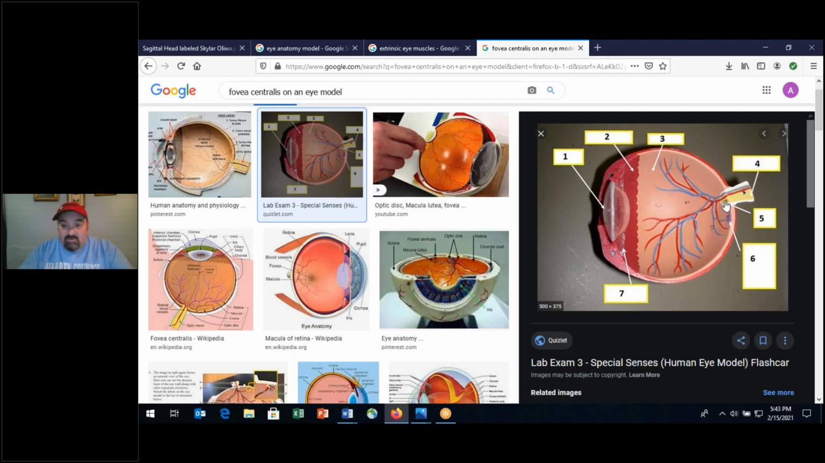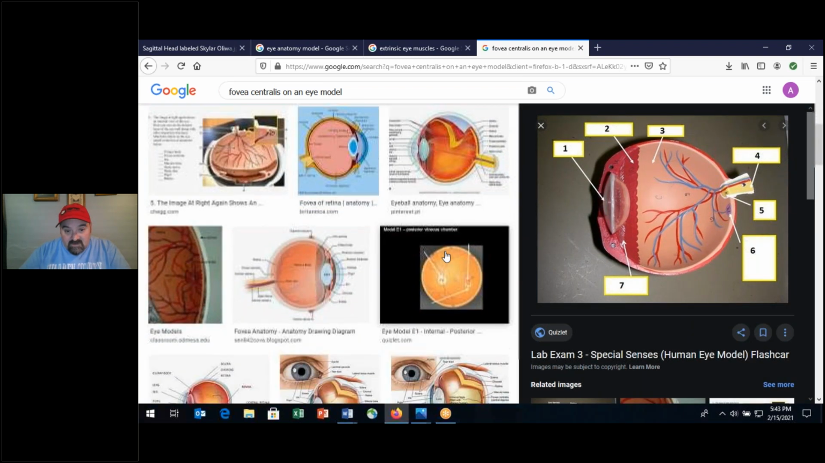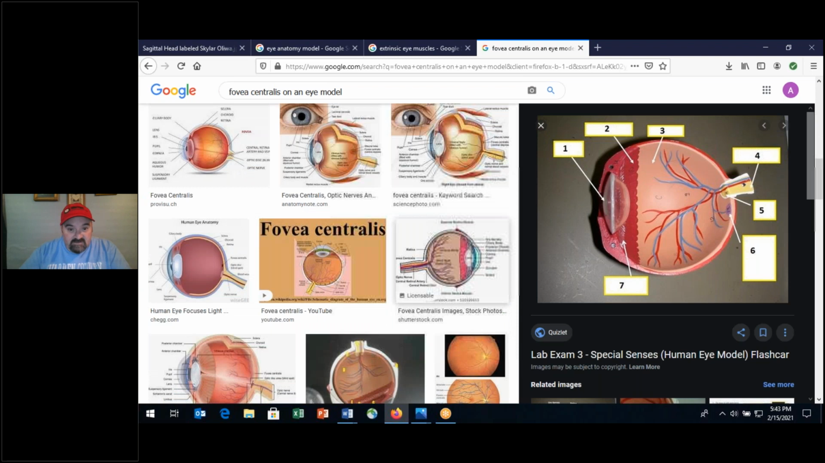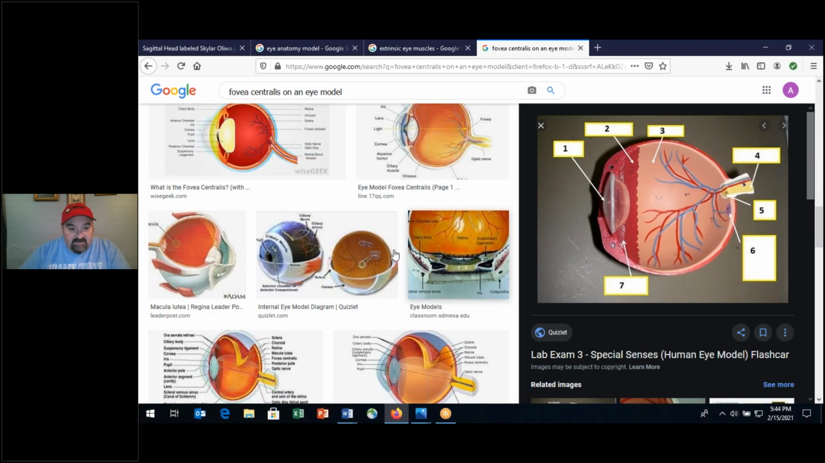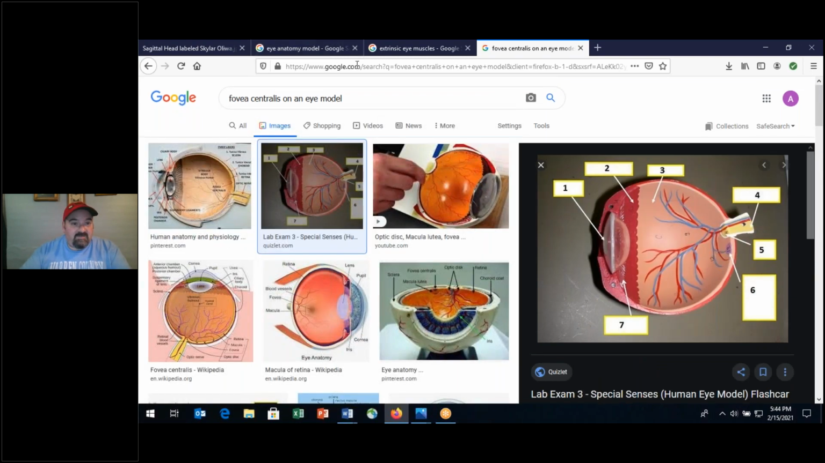The optic disc is your blind spot. So right here, number 5, there are no rods or cones. There are no photoreceptors there, because this is where the nerves come together to form cranial nerve number 2, the optic nerve. All right, so that's what we're looking at as far as the eye anatomy is concerned.